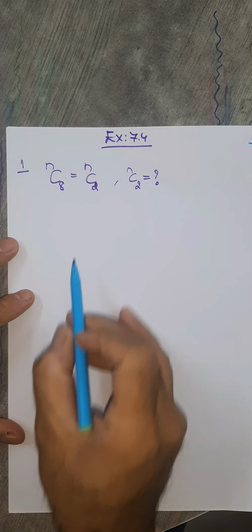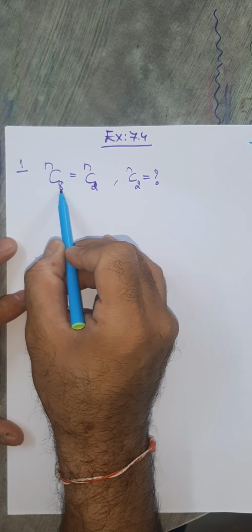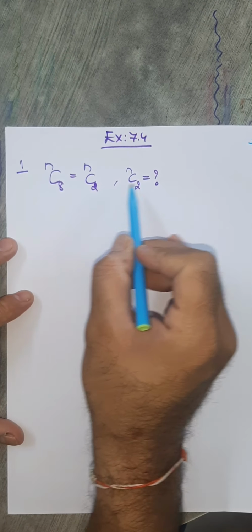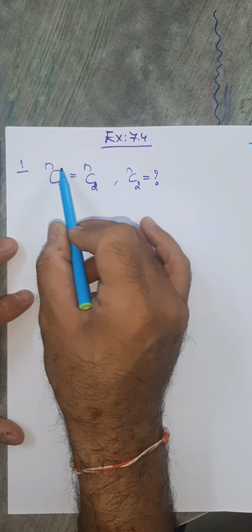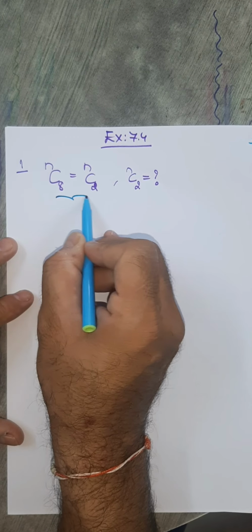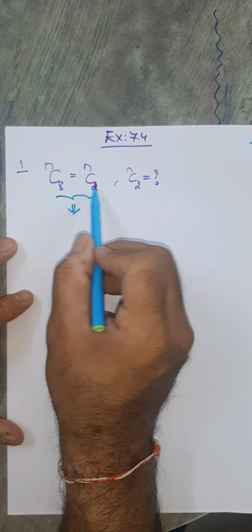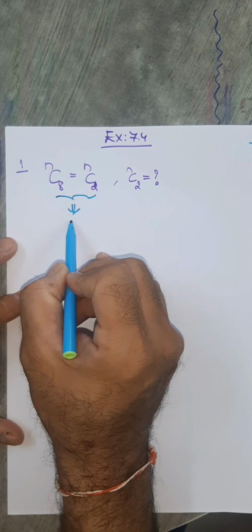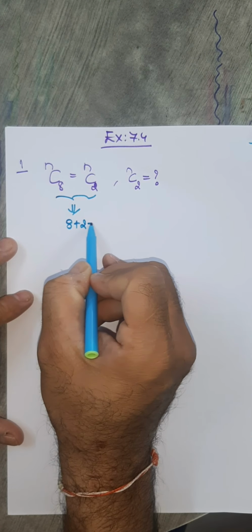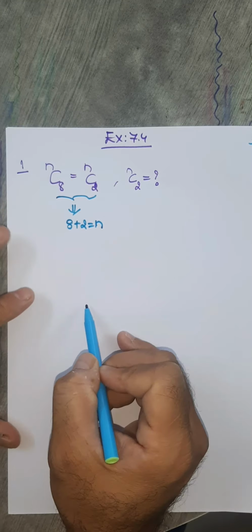Exercise 7.4, first question. You are given that nC8 equals nC2. You want to get nC2. So first we get n. Now this implies either these two are equal, but 8 is not equal to 2, or the sum of these two has to be the above number. You know the last property.